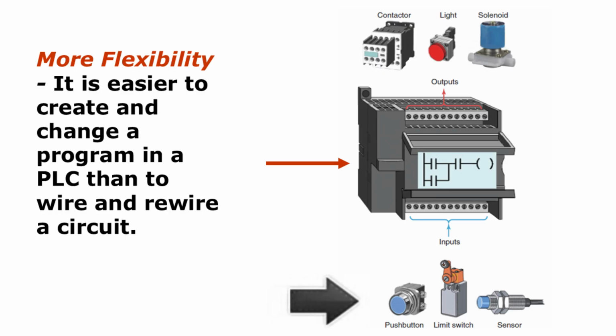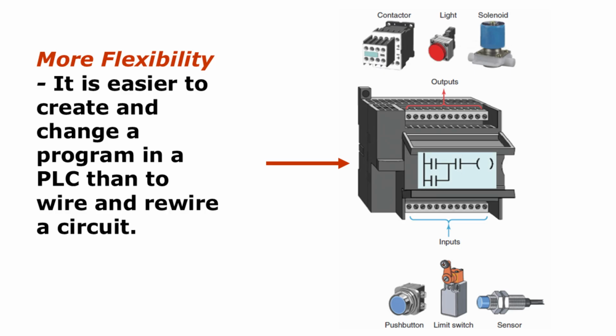On the bottom, you see typical inputs: a push button, a limit switch, a sensor. On the top, you see typical outputs: a contactor, a light, a solenoid valve. The PLC sits in the middle. Instead of wiring all these devices together through relays, the PLC connects them through simple input-output terminals, and the control sequence is handled in software.